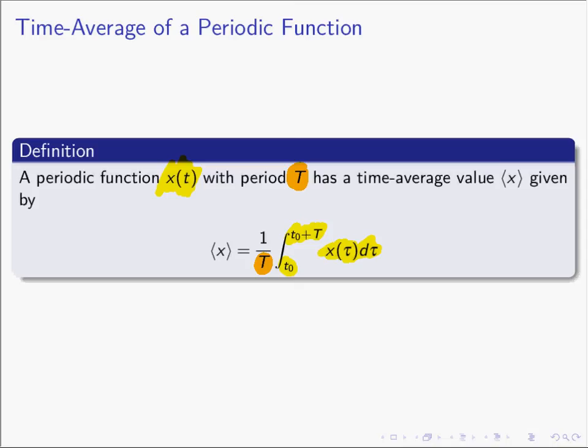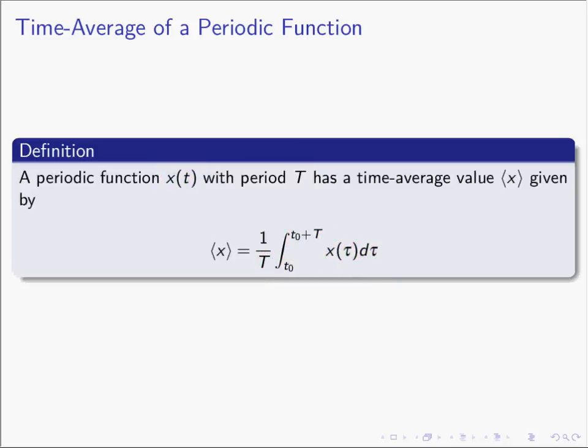Well, a time average is a really similar concept. You see that we're adding up a function, and we're adding it up over time. And how much of it are we adding up? We're adding up a period's worth, and therefore we need to divide by a period. So we add up a period's worth of a function, and then we divide by a period, and that will be the time average. So this is the definition of a time average of a periodic function.